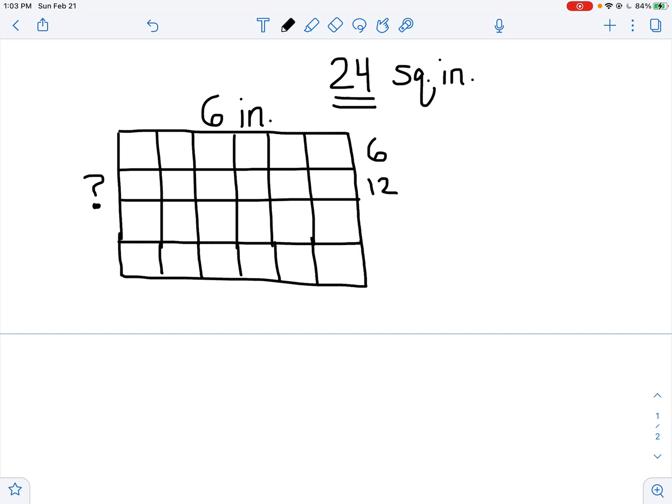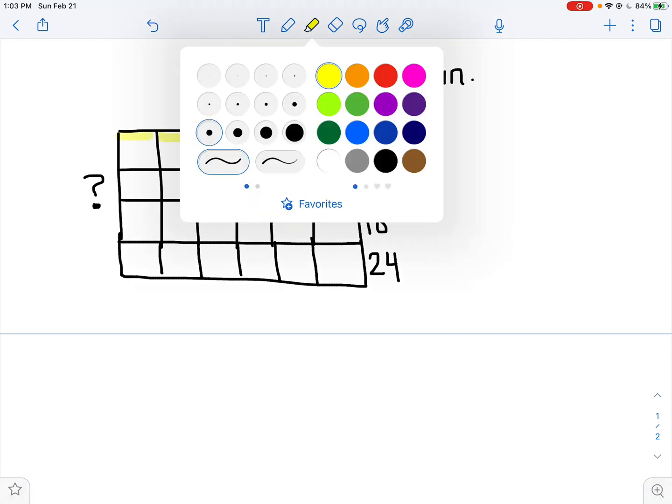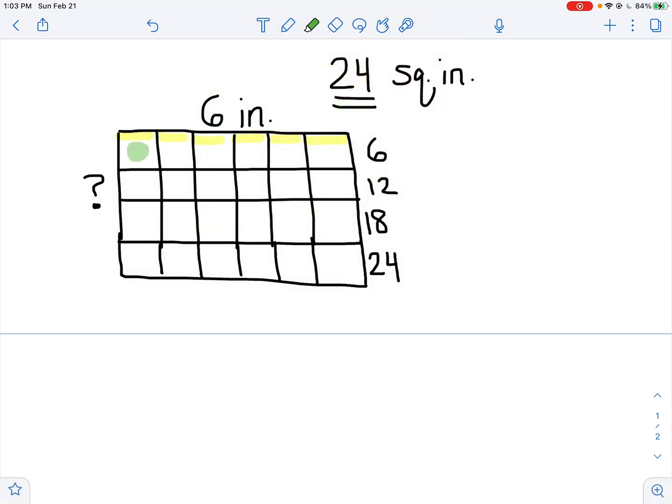And then if I make another row, well, if I count by 6s, 6, 12, 18. And then I have another row of 6. That gives me 24. So I can double check. Do I have 6 going across? 1, 2, 3, 4, 5, 6. Yep. Do I have a total of 24 square inches filled in? 1, 2, 3, 4, 5, 6, 7, 8, 9, 10, 11, 12, 13, 14, 15, 16, 17, 18, 19, 20, 21, 22, 23, 24. This is why I like skip counting better.